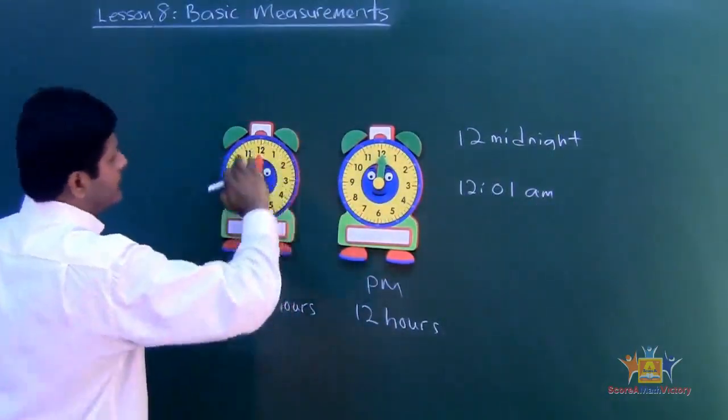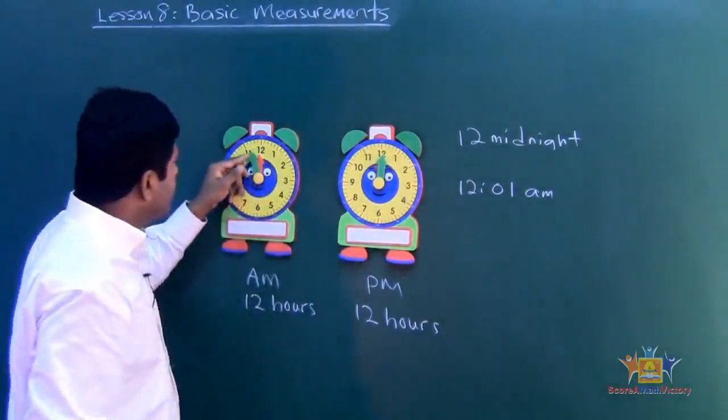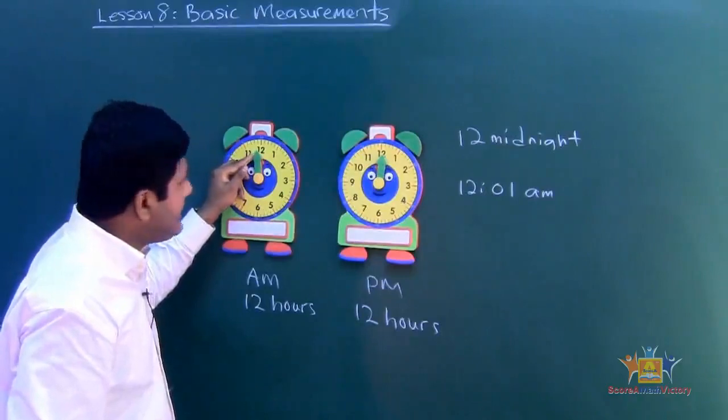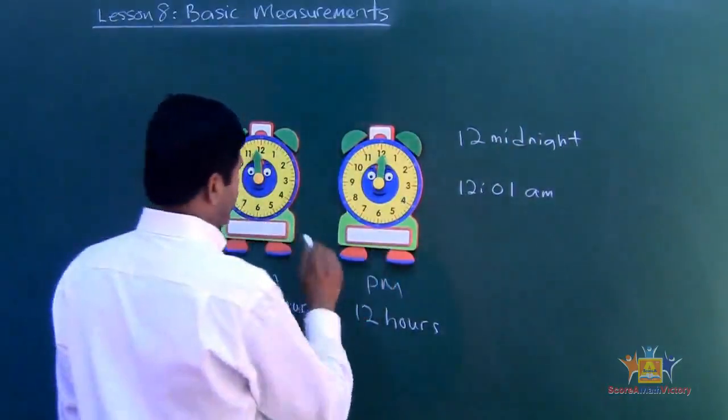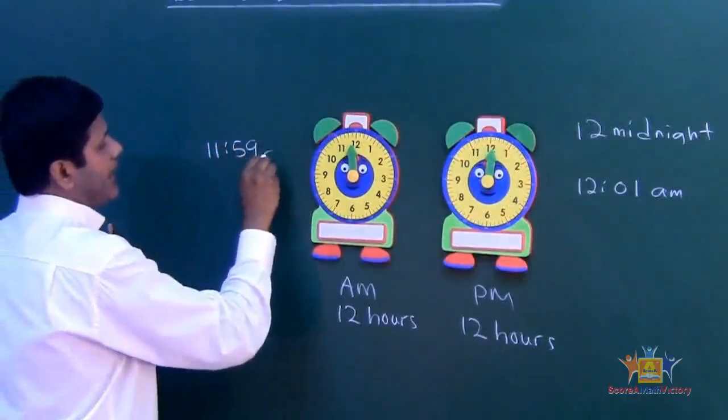So now you're moving through this side of the 12 hours. See that? The moment you reach 11:59, so when it's 11:59, okay? Let's try this side. So 11:59 a.m.